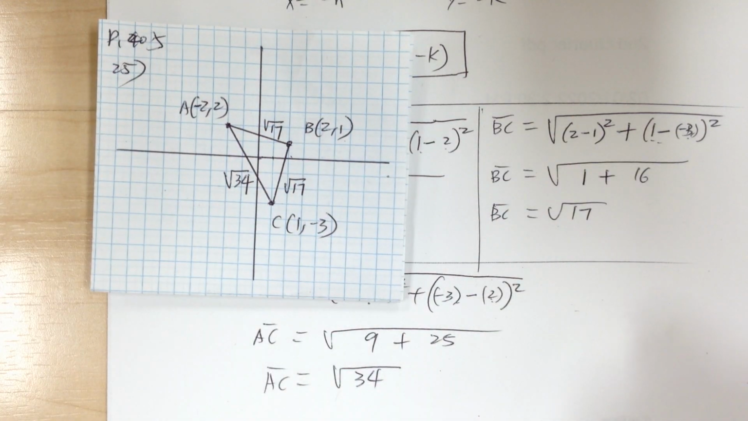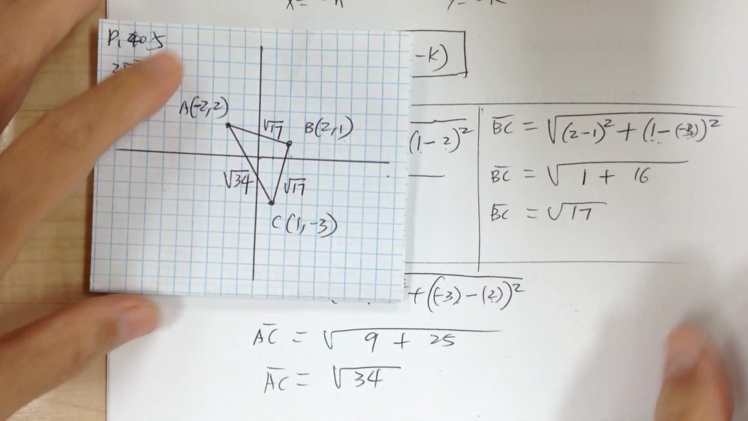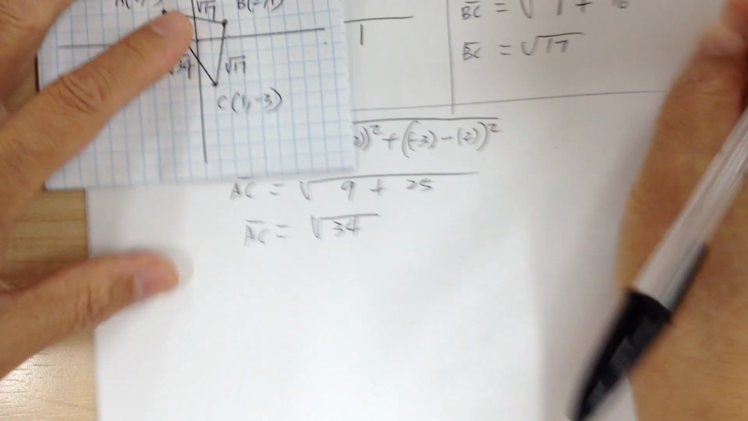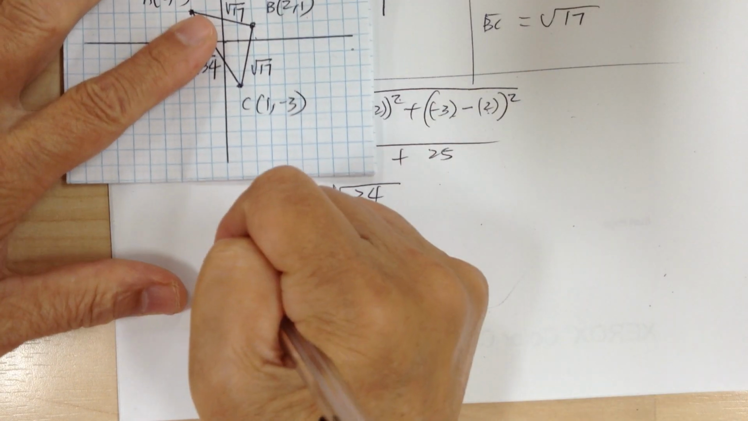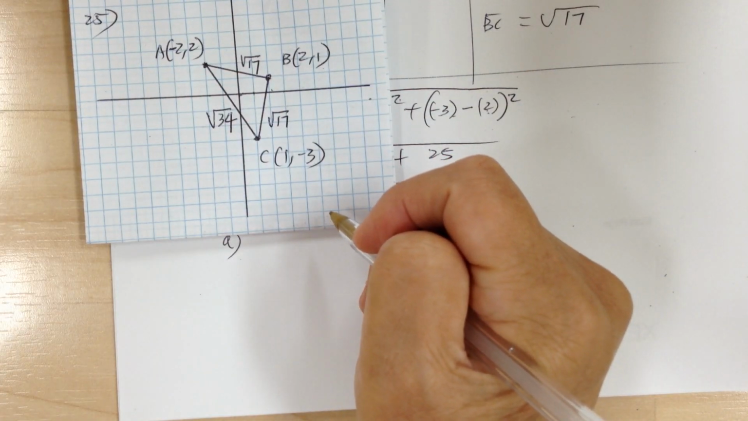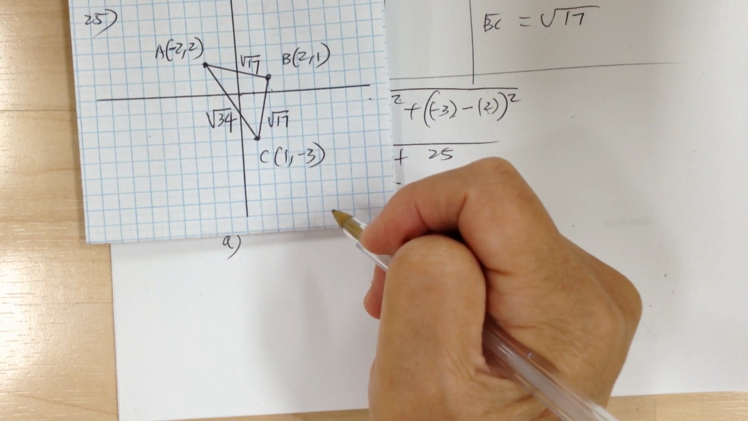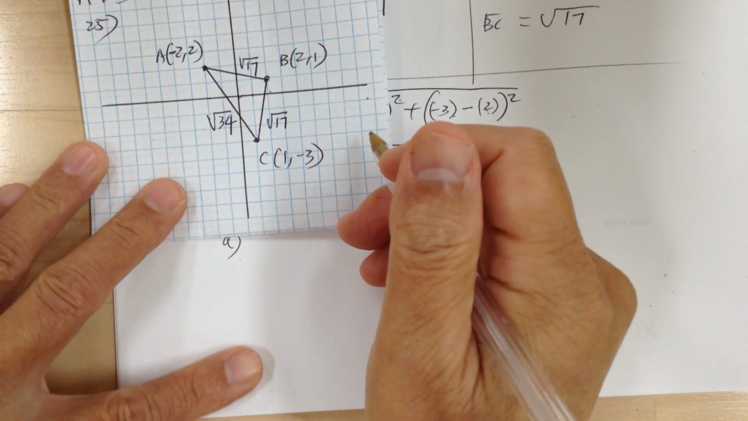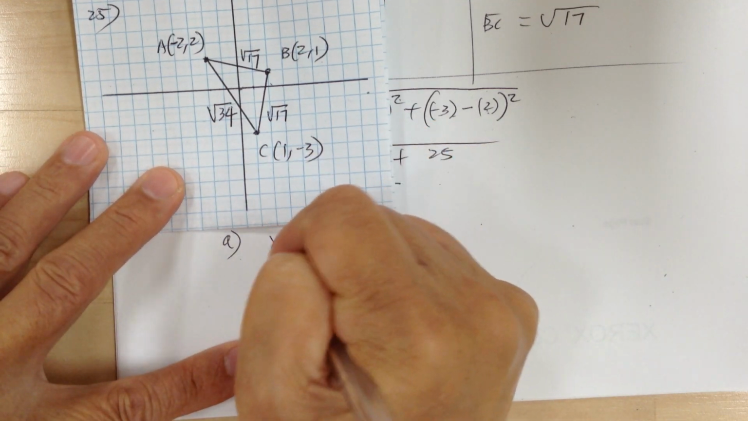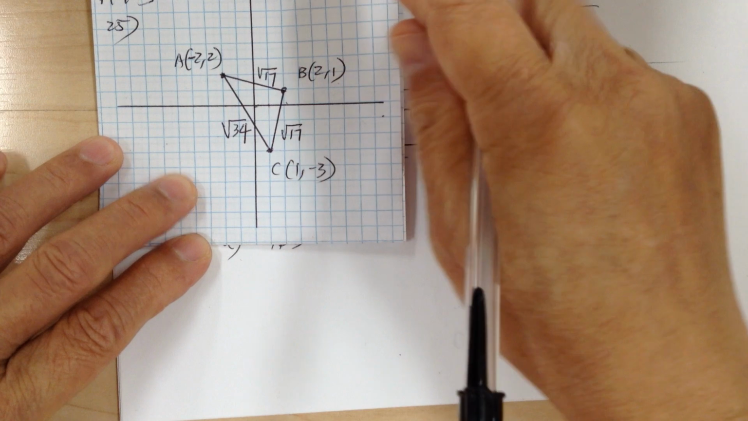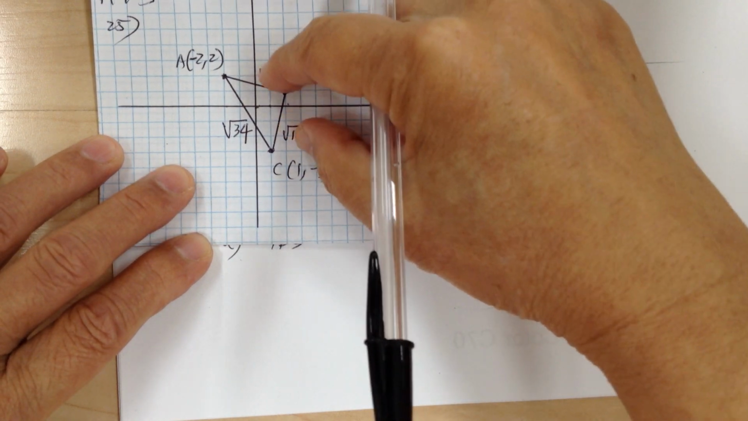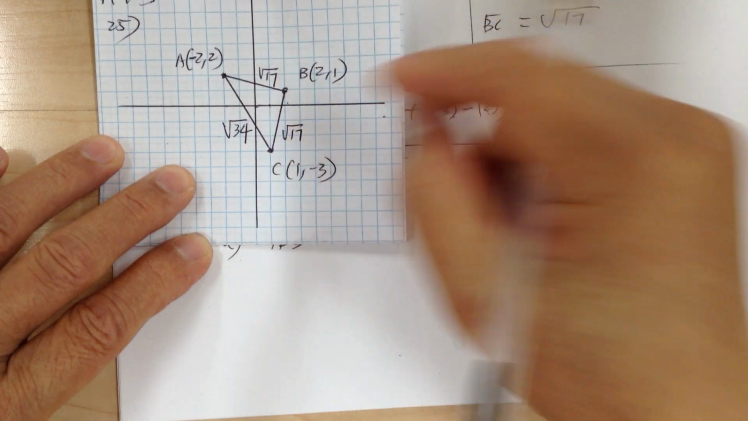Okay. So now let's go and answer the question. So A, whether it's isosceles or not. A is yes, it's isosceles. Because isosceles means two legs are equal, so yes, it's isosceles.